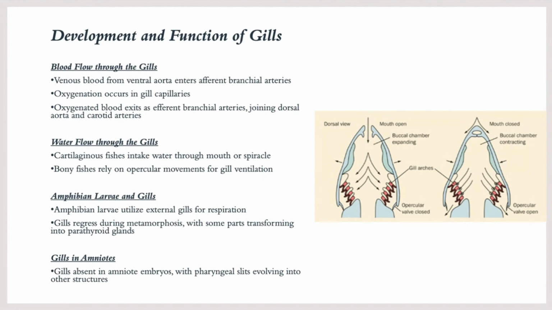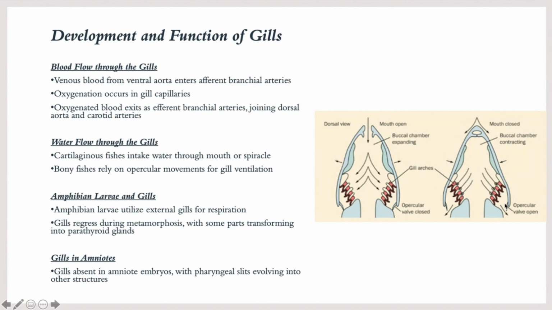Now, cartilaginous fishes take in water through their mouth or another structure which they have called the spiracle around their mouth area. They take in this water, and bony fishes use opercular movements for gill ventilation. Now, opercular movements has to do with the opercular valves which they have right here in their necks, okay?